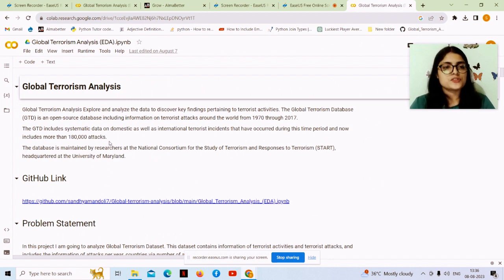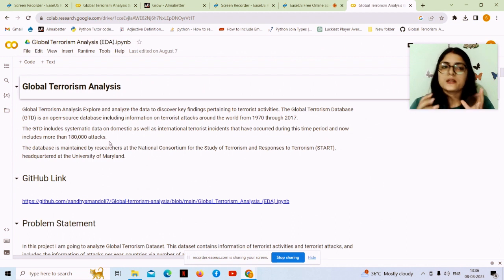The name of my project is Global Terrorism Analysis. It's an exploratory data analysis project, and this one is the capstone project. The aim of this project is to explore and analyze the data to discover key findings pertaining to terrorist activities. The Global Terrorism Database is an open source database. It includes information on terrorist attacks around the world from 1970 through 2017.